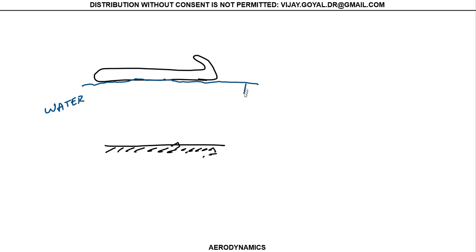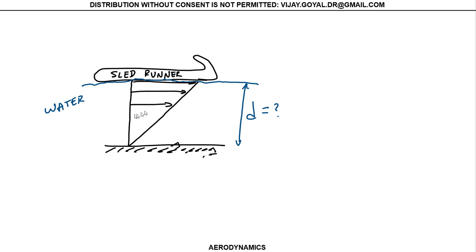And what we are asked is to find this distance d. This is what we are asked to find. So this is a sled runner. And we are asked to assume a no slip condition and assume that it's a completely linear distribution. Okay, so it says assume that's completely linear.